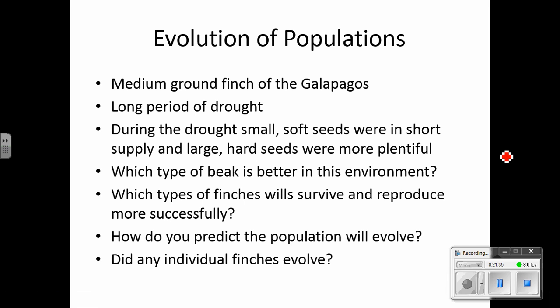Evolution of a population. Medium ground finch of the Galapagos, long periods of drought. During the drought, small soft seeds were in short supply and large hard seeds were more plentiful. Which type of beak is better in this environment? Which type of finches will survive and reproduce most successfully? How do you predict the population will evolve? Did any individual finch evolve? Better says no here.